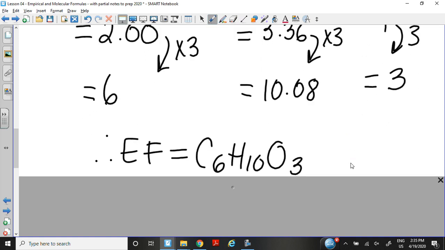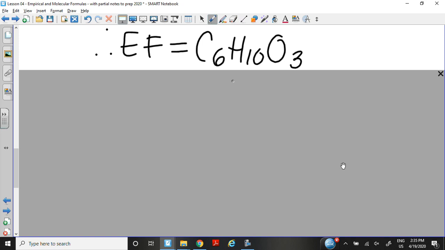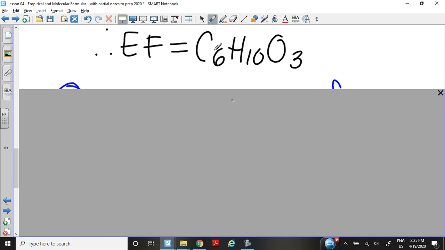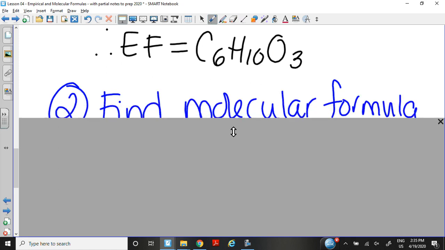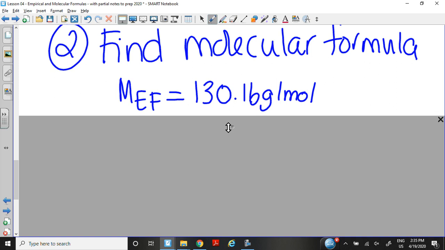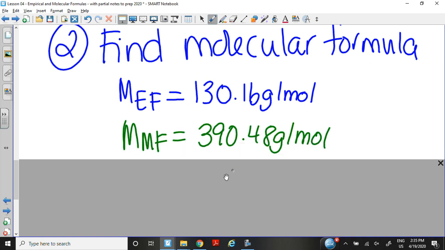All right, let's check the rest of the answer to this problem. So now that we know the empirical formula, we have the molecular formula's molar mass, we can find the multiplier. Now, if you want to calculate the molar mass of the empirical formula, you need 6 carbons plus 10 hydrogens plus 3 oxygens. When you do that, you should find the empirical formula is 130.16 grams per mole. That's the number you have to calculate. The other molar mass is what was given to you in the question. If you go back and take a look, it said the molar mass of the compound was 390.48 grams per mole. Now we have our two numbers to solve for the multiplier step.